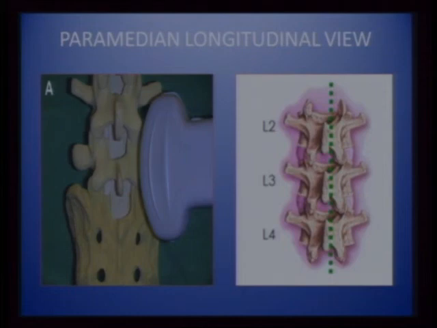Now, this is the spinal column. This is the sacrum here. This is L5. This is L4. Now, in the center, this is a spinous process. This is another spinous process. In between the two is the interspinous space. Laterally, you have the lamina.